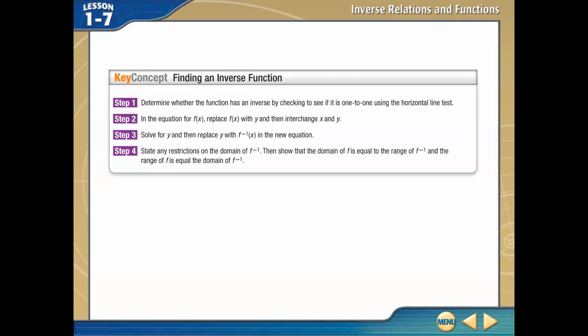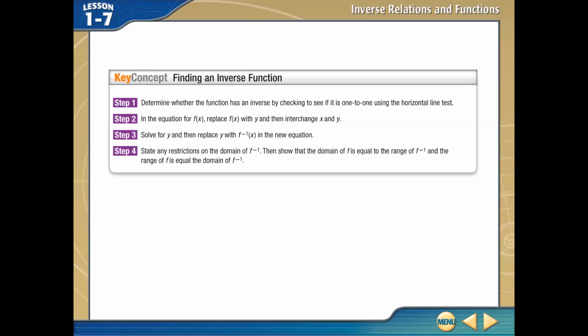Step two, in the equation for f of x, replace f of x with y and then interchange x and y. So there's the switch. Okay, we interchange x and y to make the switch. And then once we've made that switch, we're going to solve for y and then replace y with the f inverse of x in the new equation. And then step four, state any restrictions to the domain of f inverse.